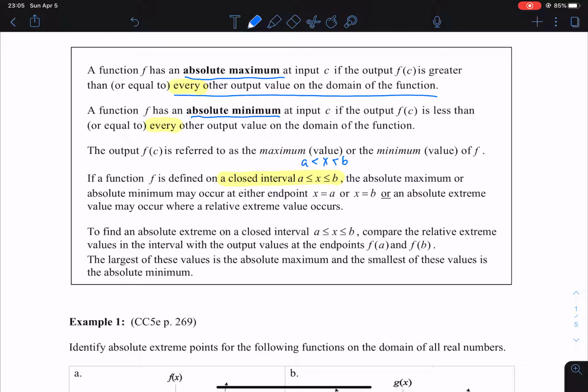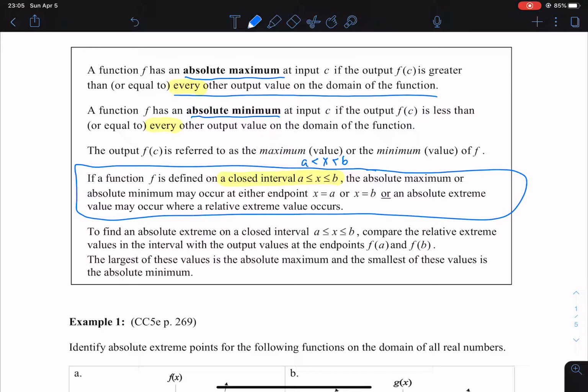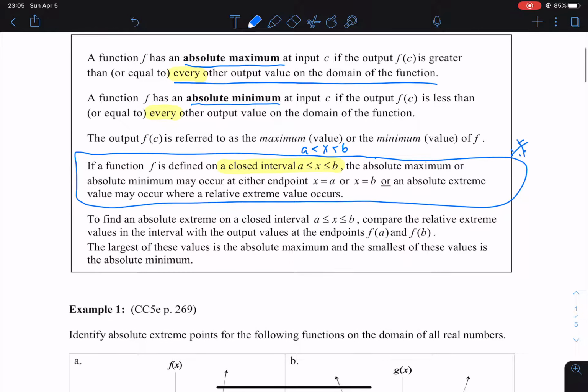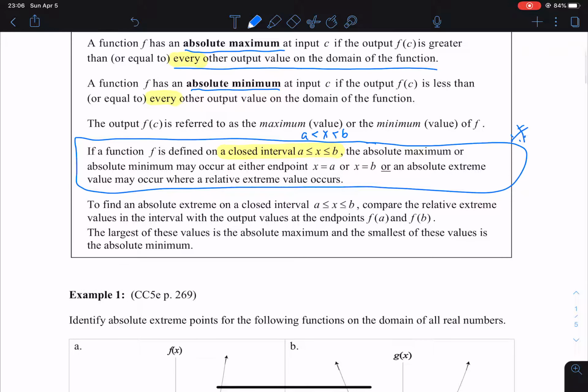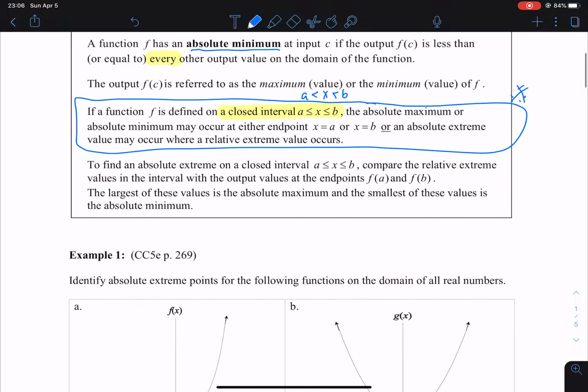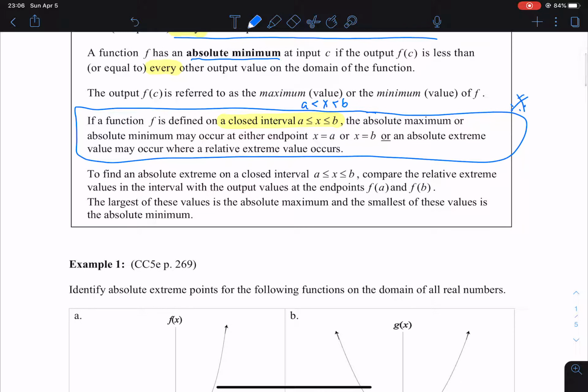So this is very important. This is the difference between section 4.2 and section 4.3. So from this one, we know that they can be. We will talk about it later. The last part of this box is talking about how to find an absolute extreme point on a closed interval. Still, now we are talking about a closed interval, not an open interval.